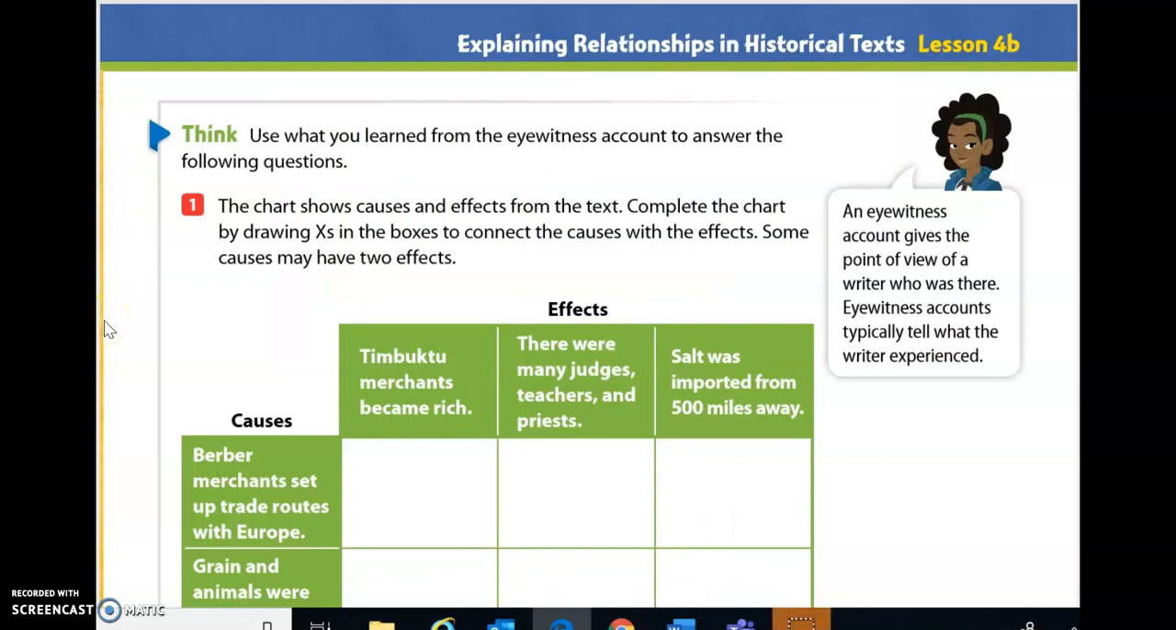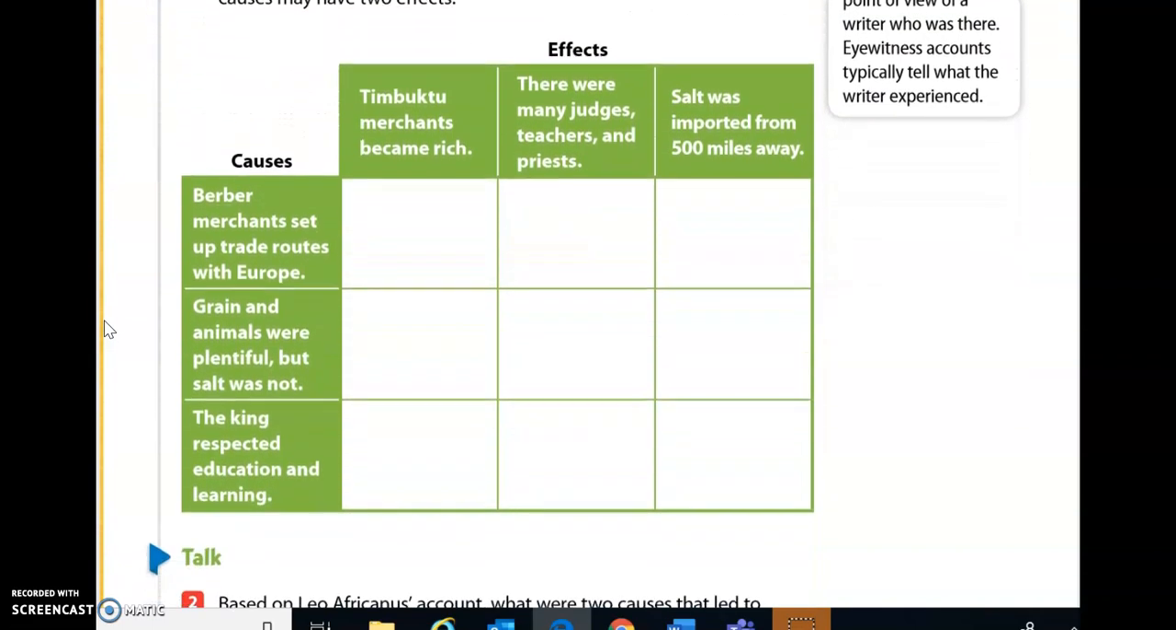Okay, so now we're going into the cause and effect graphic organizer. Use what you have learned from the eyewitness account to answer the following questions. The chart shows causes and effects from the text. Complete the chart by drawing X's in the boxes to connect the causes with the effects. Some causes may have 2 effects. So we're going to look. The 3 causes are, number 1, Berber merchants set up trade routes with Europe. Number 2, grain and animals were plentiful, but salt was not. And the third cause is the king respected education and learning.